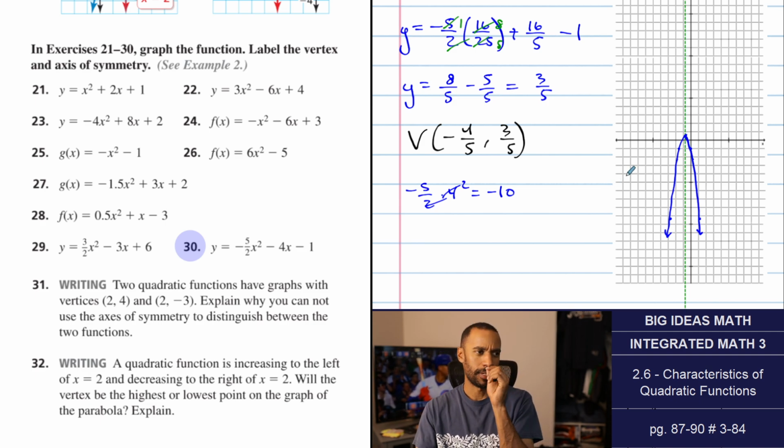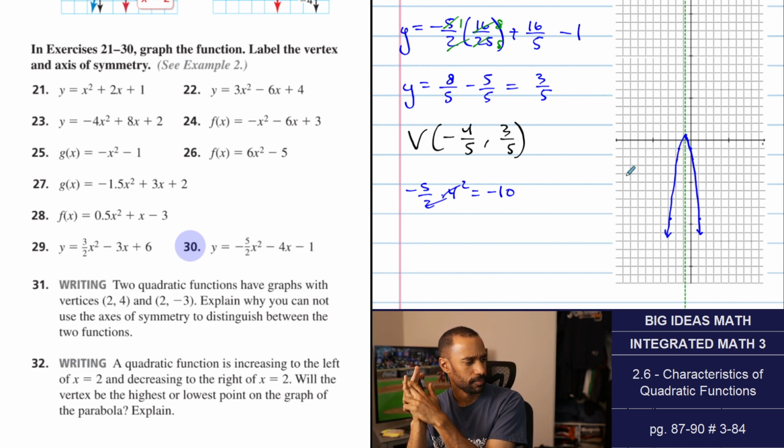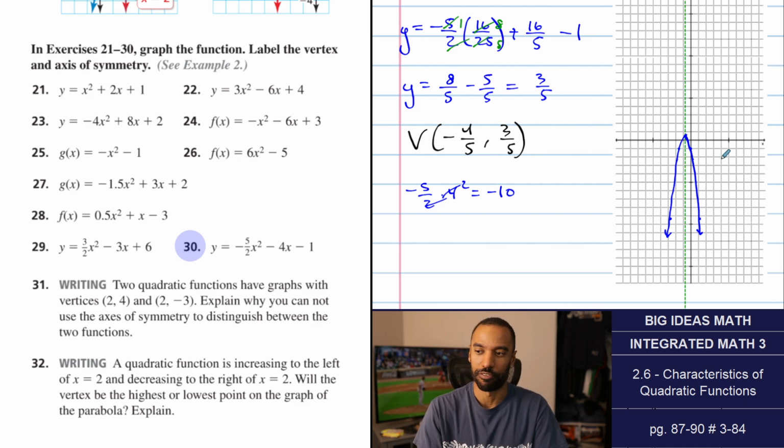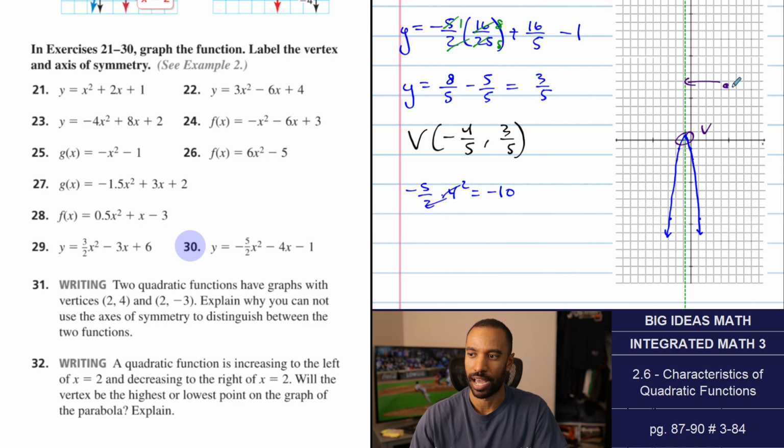Over 3, you'd be going down 22.5, which is 55/5? No, I don't know, something fifths. But you'd be going down 22.5, which couldn't fit on the graph. I can do this, though. I can label my vertex and axis of symmetry. But that was not a fun graph.